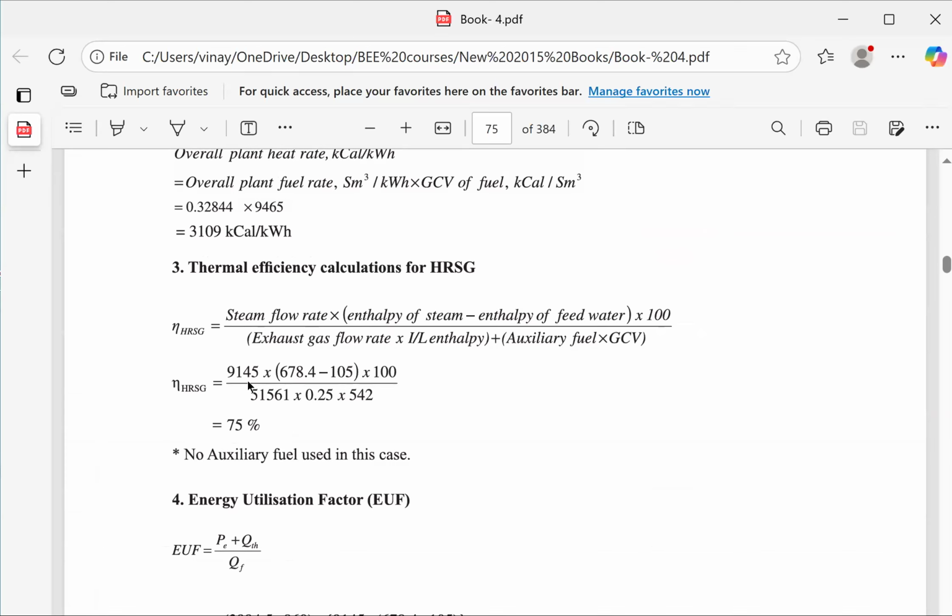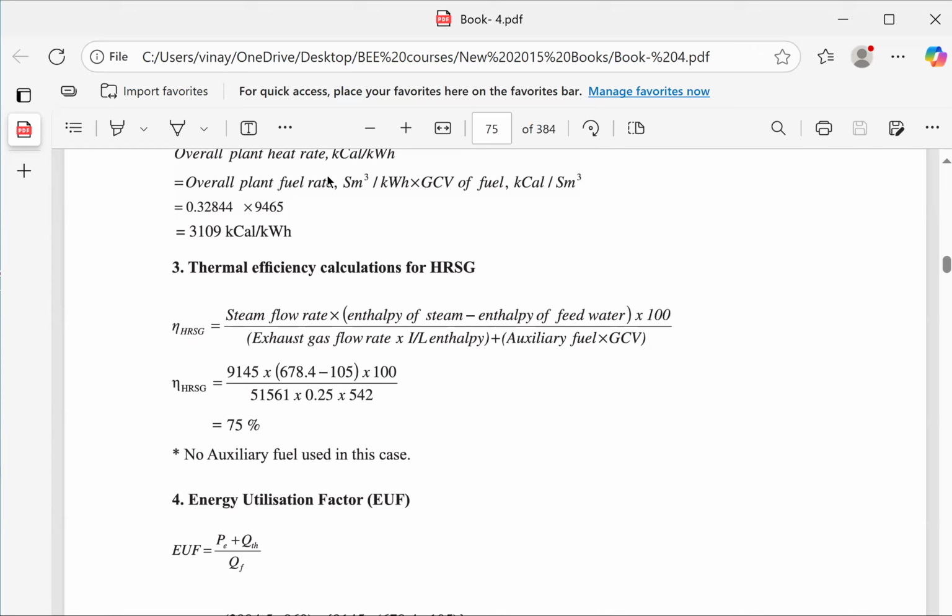Now this is the chimney gas flow rate. 0.25 is the specific heat, and 542 is the latent heat into the steam. Then only can you compare the flow rates with that. This is the efficiency: the total heat upon the useful heat output. That is therefore giving you a 75% ratio.